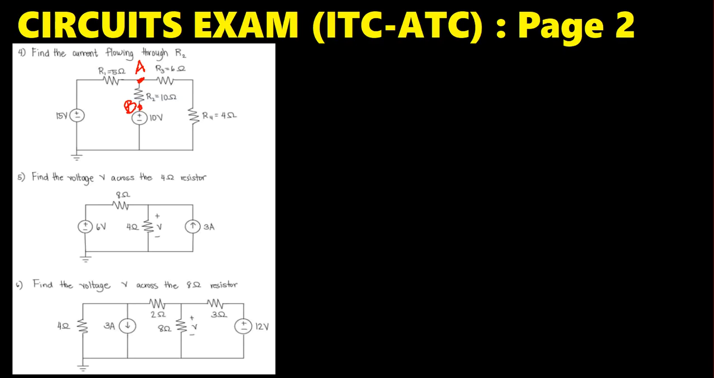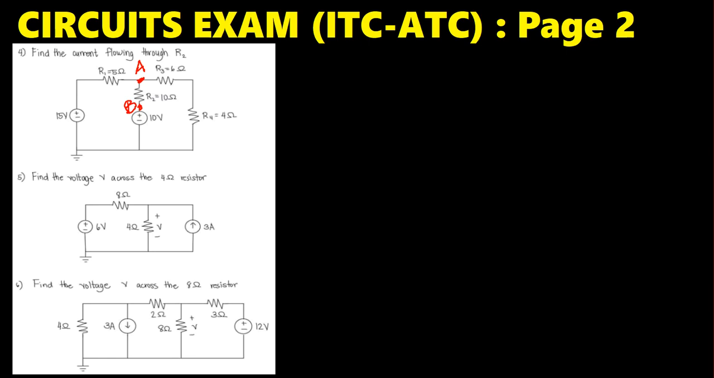Today we are going to solve another exercise under circuit exam ITC and HEC page 2. You have the exercise with you. So the first exercise was to find the current flowing through the resistor R2. Here we discovered that the current flowing through the resistor R2 will be the voltage at the higher potential minus the voltage at the lower potential divided by the resistor across. So we can simply write this relation.